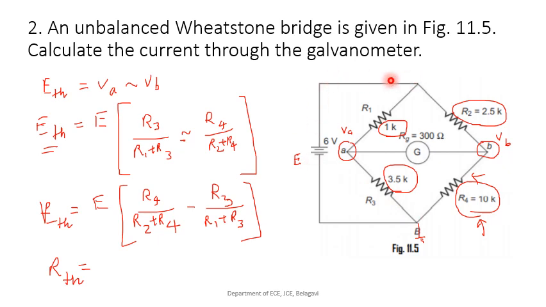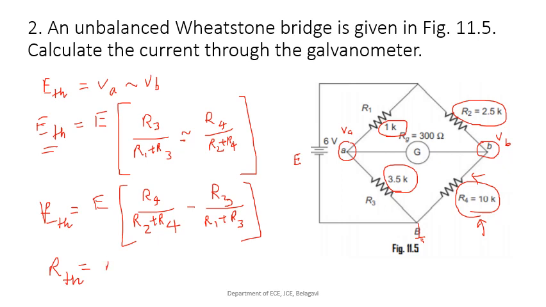This is connected like this, right? So it will be short between this point and this point. And this will be opened, E and B. So what will happen, this R1 and R3 will be in parallel, and R2 and R4 will be in parallel, and they will be in series.